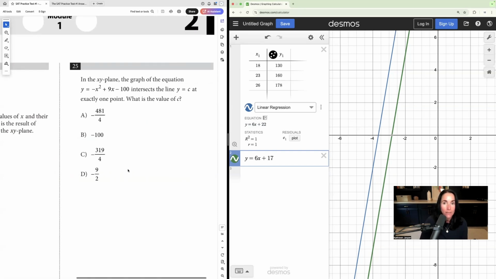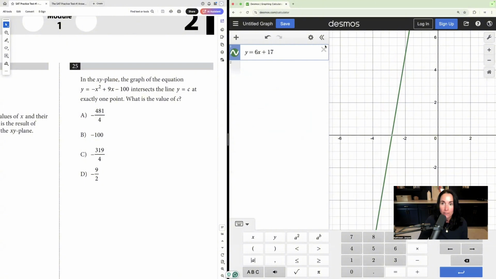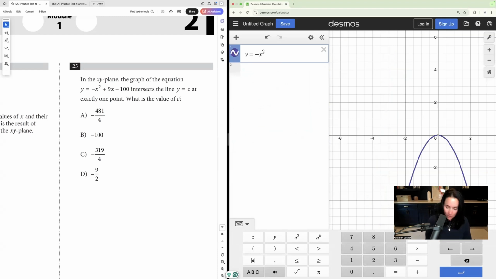Now let's have a look at number 25. Let me go ahead and clear out of here. Now you can see here I have a quadratic. And you might be like, oh my gosh, what do I do? And all my answer choices are in fraction. One is in just a negative number. Let's have a look here. Let's type it in. Y equals negative x squared.